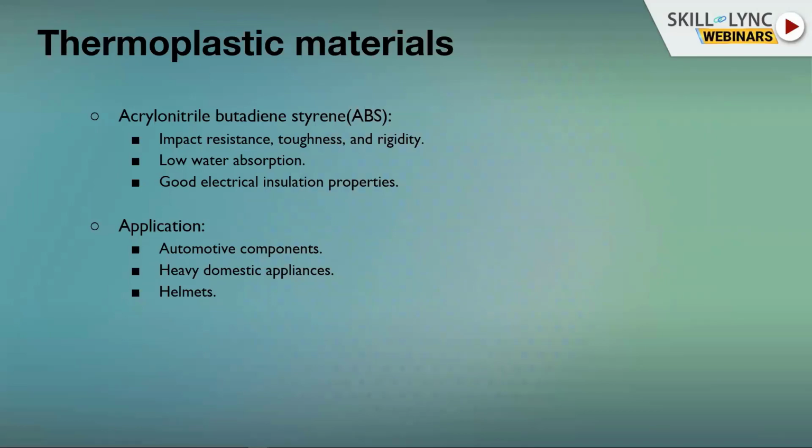And next we have acrylonitrile butadiene styrene, which is known as ABS. It has high impact resistance. It is tough and has high rigidity, and it has low water absorption. It has good electrical insulation properties. And again, its applications are in automotive, heavy domestic appliances, and helmets.